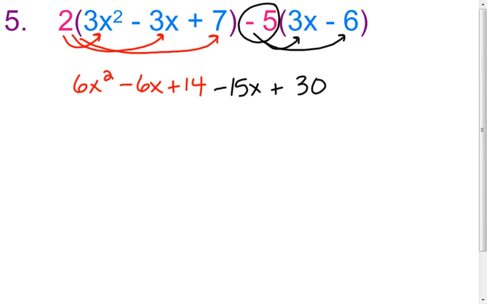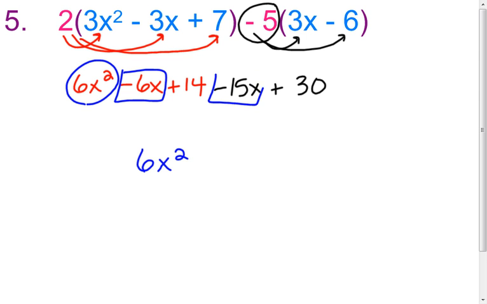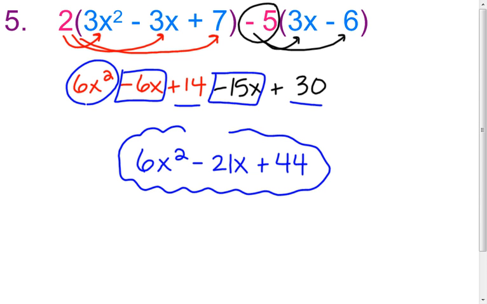Okay, now go ahead and combine your like terms starting with the biggest exponent. The biggest exponent is x squared, which is right here. I only have 6 of those. And then I have a negative 6x and a negative 15x, so that makes negative 21x. And then I have 14 here plus 30 here to make 44. And this would be your answer here. Again, it has 3 terms, so it's a trinomial. It has a degree of 2, or the highest degree exponent that I see is a 2, so it is a quadratic.